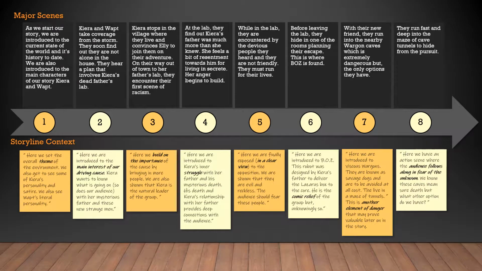Let's now take a look at the major scenes of the story. We'll also have the supporting context for each scene. As we start our story, we are introduced to the current state of the world and its history to date. We are also introduced to the main characters of our story, Kiara and Wap.